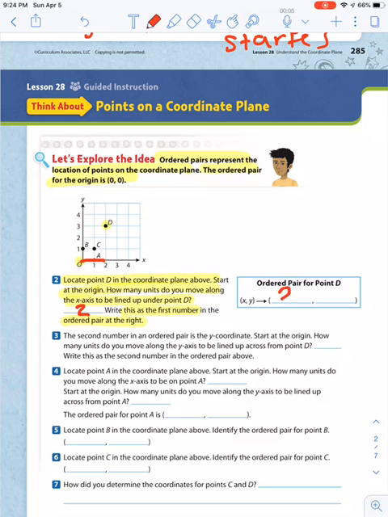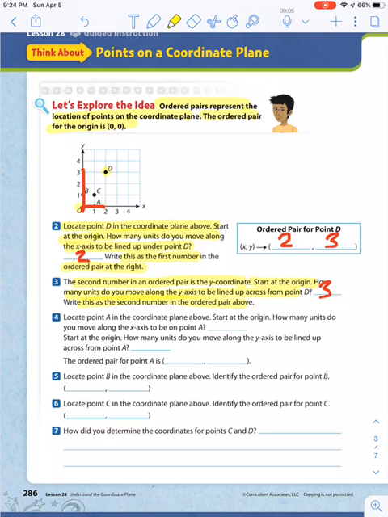All right, our 2. Now let's finish off our ordered pair because it says the second number in the ordered pair is the y-coordinate. Start at the OG, and how many movements do you move along the y-axis to be lined up with point D? So if we start at the OG and we want to be lined up with D, we moved up 3 units. So that's going to be the second number in our ordered pair.